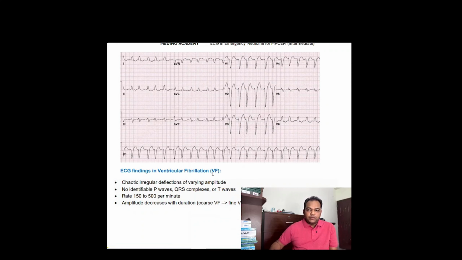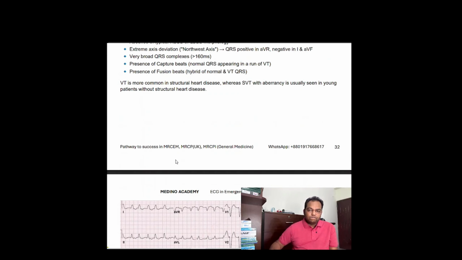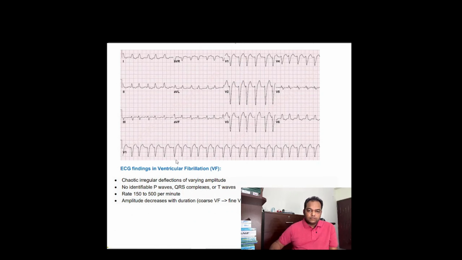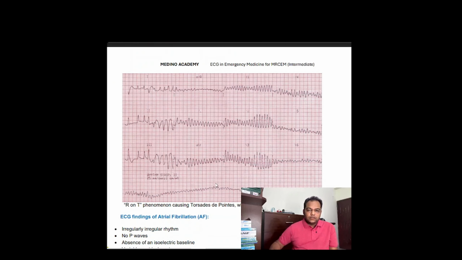Now, the ventricular fibrillation. This is the ECG of ventricular fibrillation. You can see the fibrillatory waves here, fibrillatory waves here, fibrillatory waves here. So this is the case of ventricular fibrillation.